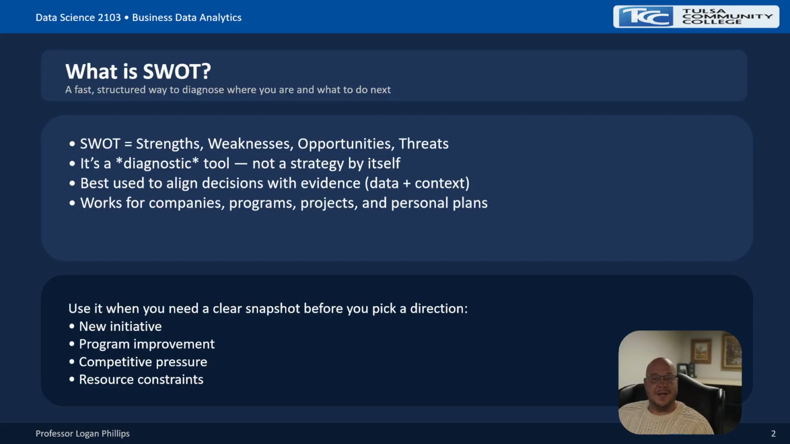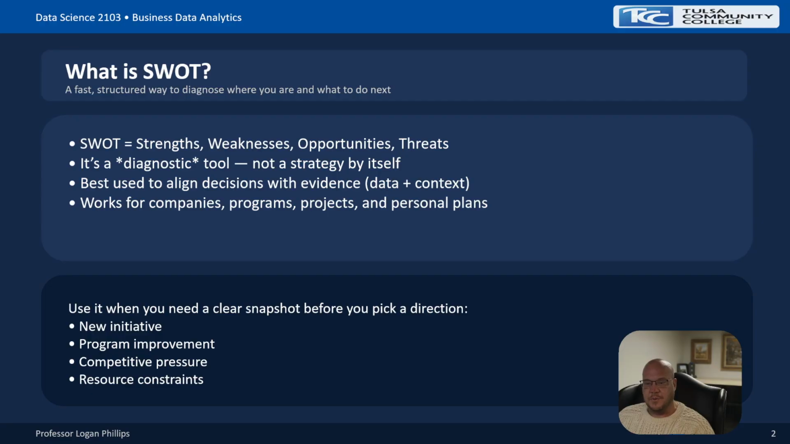There we go. Now, SWOT is a fast, structured way to diagnose where you are and what you should do next. SWOT stands for strengths, weaknesses, opportunities, and threats. Here's the key point. SWOT is a diagnostic tool. It is not a strategy by itself. A SWOT doesn't magically tell you what to do. What it does is it organizes reality into a format that makes decision-making clearer. And when I say reality, I mean evidence plus context. Not vibes, not guesses, not we're awesome or the economy is bad.